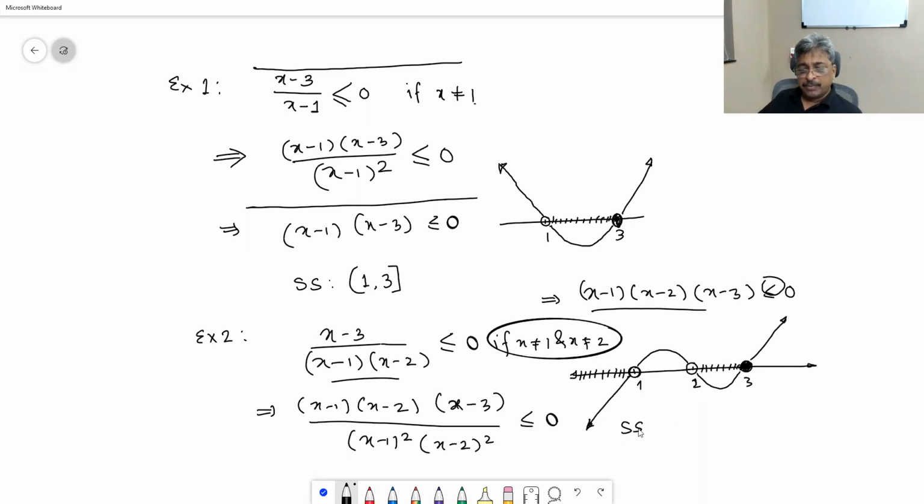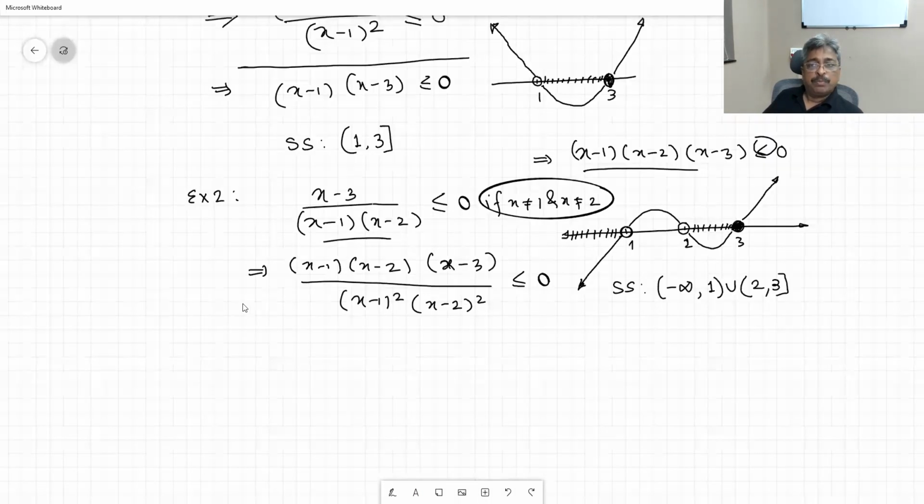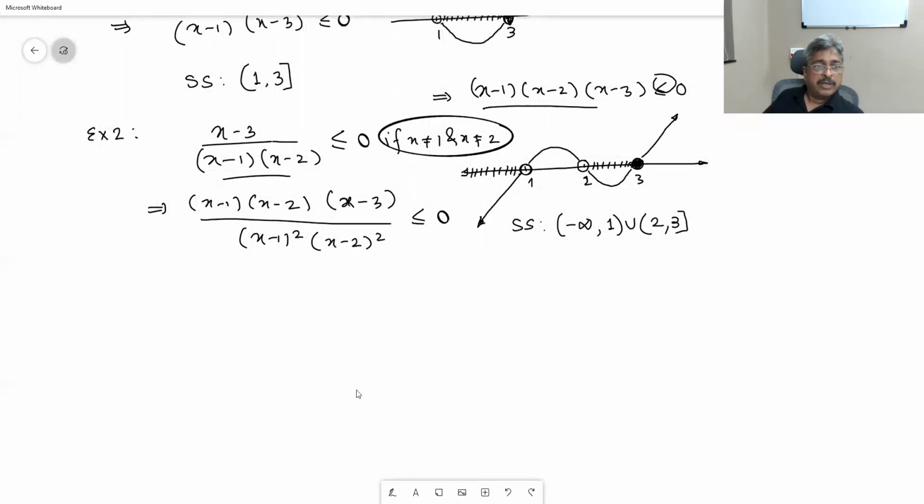Therefore, the solution set for this problem is the open interval minus infinity to 1, union the open-closed interval 2 to 3, closed at 3. This is the solution set. Hope you are understanding this very well, and now you are ready for a little more difficult problem.